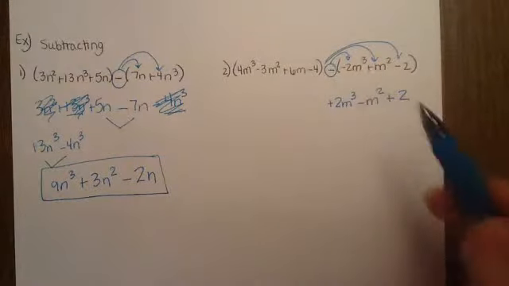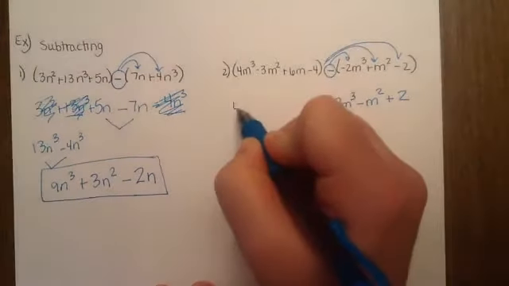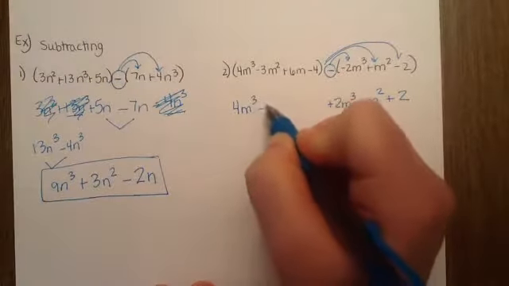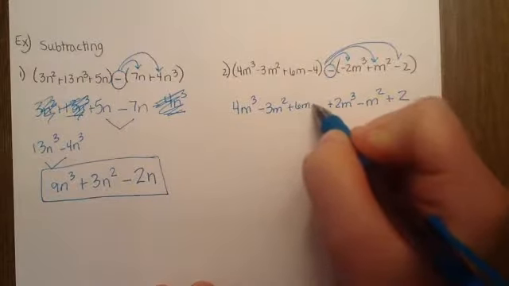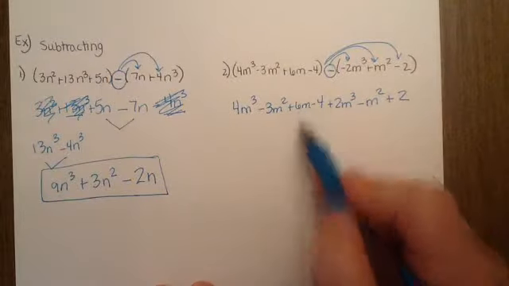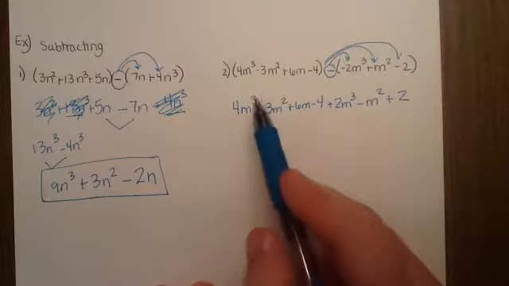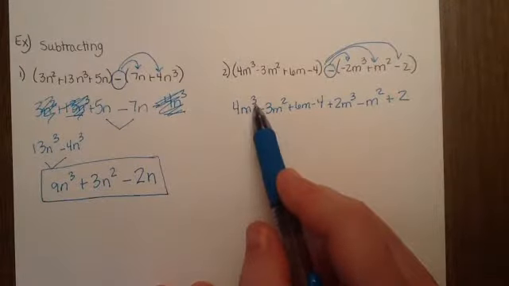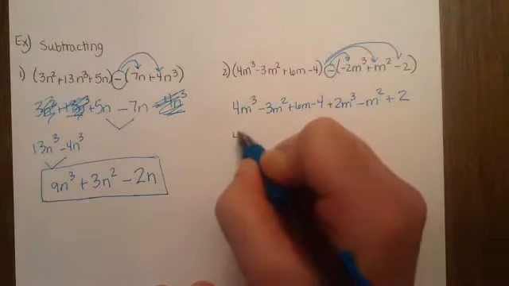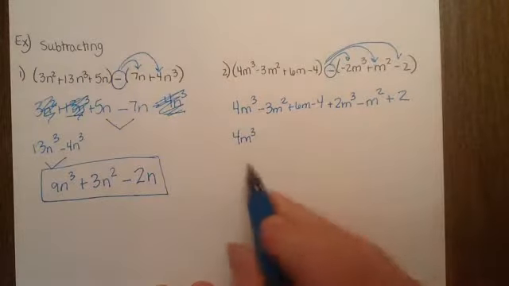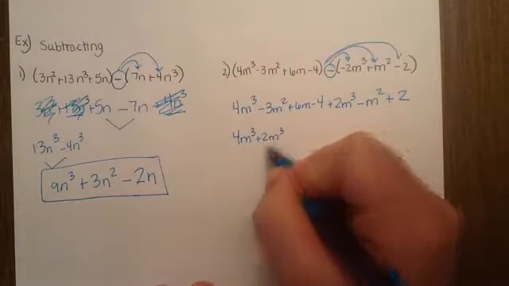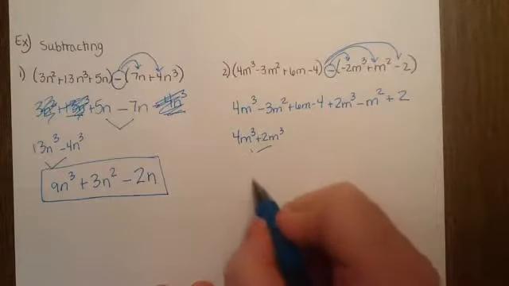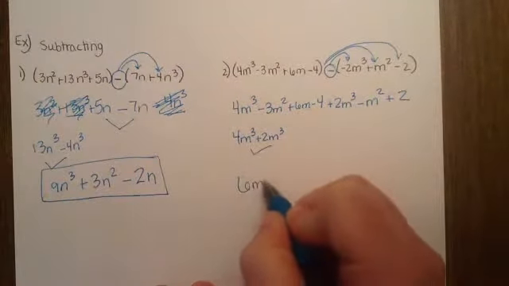Check if it should be a positive or if it should be a negative. Now we can go ahead and, using our first piece, combine everything. So I just brought that down. Our largest exponent is 3. So we have 4m cubed, and what matches? Plus 2m cubed. That is 6m cubed.